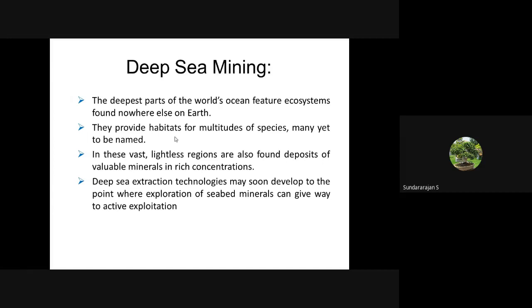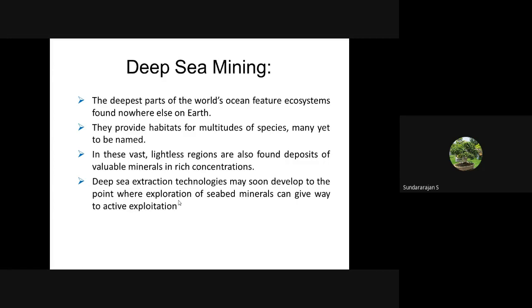Deep sea mining is one of the potential activities now throughout the world. They are concentrating on it because the deepest parts of the ocean hold ecosystems found nowhere else on earth. They provide habitat for multiple species that may yet be named. We are still collecting some deep sea sediments and identifying the microbes and organisms. A few species are still not named and not adequately studied. But now we are initiating exploration of minerals from the seabed areas, such as polymetallic nodules.